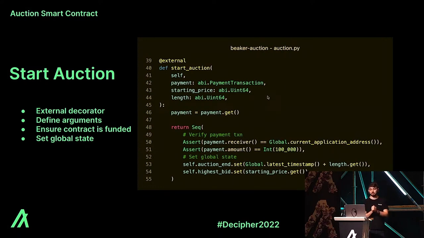So the first two assertions we have here: the first one is verifying that the receiver is indeed the current application address, and then we're also asserting that the amount is equal to 100,000 microalgo. Then we're setting our global state. So we're setting the auction end. Like I mentioned, we're getting the latest timestamp from the last block, and then we're adding the length to that to signify when the auction should end. And then finally, our highest bid, we're just setting that to our auction price, and that's going to be used in the logic determining what a valid bid will be.